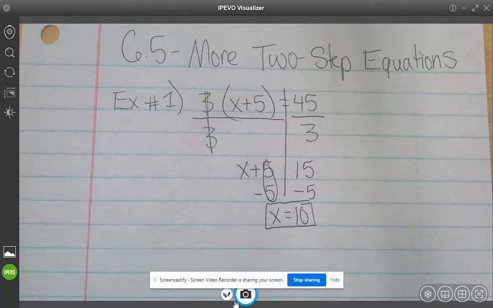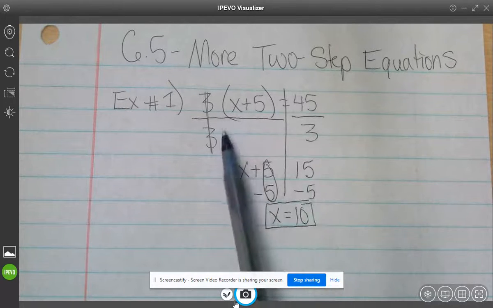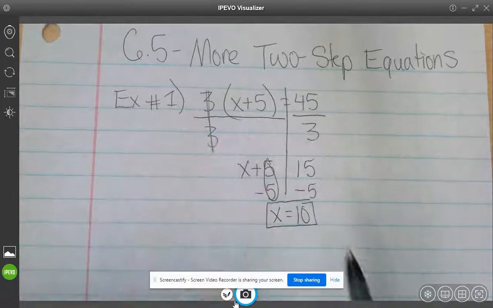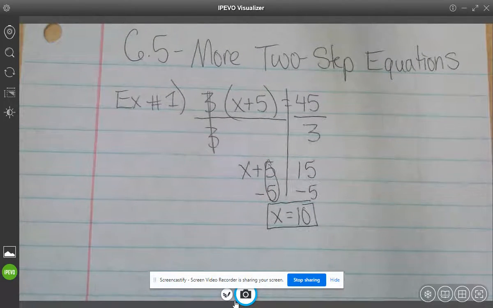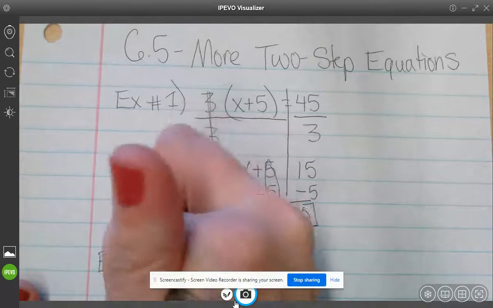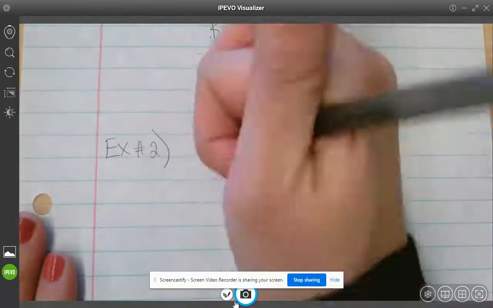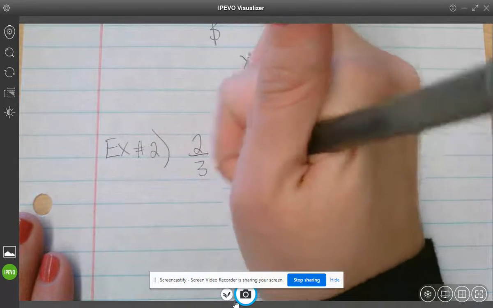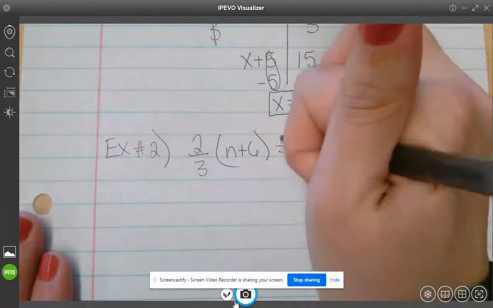So it's pretty much backwards of what we did yesterday. Yesterday, we added or subtracted first and then divided. Today, you're probably going to be dividing first and then adding or subtracting. So let's do another one. 2/3 n plus 6 equals 10.